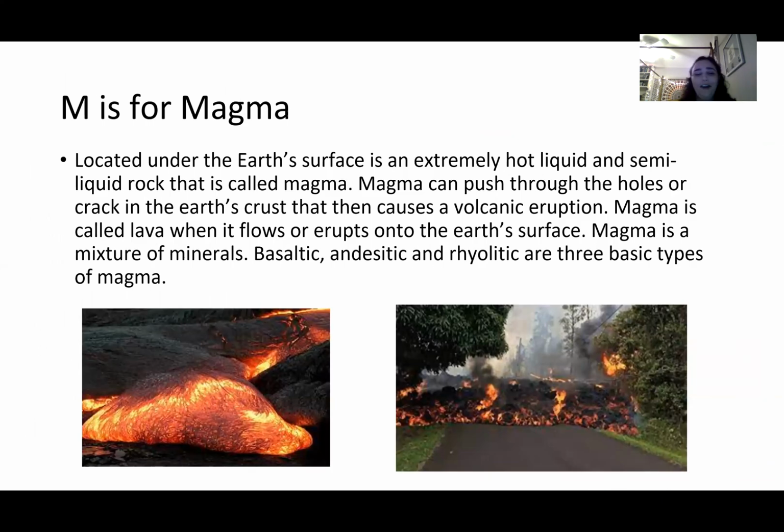Located under the Earth's surface, M is for magma. Located under the Earth's surface is extremely hot liquid and semi-liquid rock that is called magma. Magma can push through the holes or cracks in the Earth's crust. Then it causes a volcanic eruption. Magma is called lava when it flows or erupts onto the Earth's surface. Magma is a mixture of minerals. Basaltic, andesitic, and rhyolitic are 3 basic types of magma.